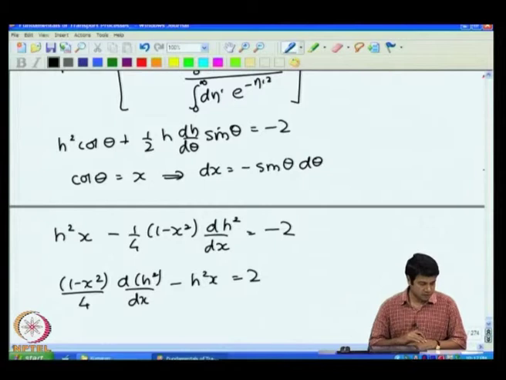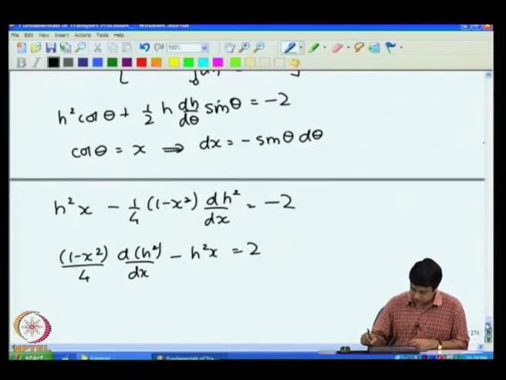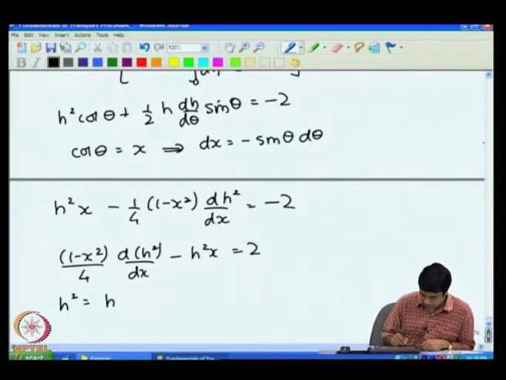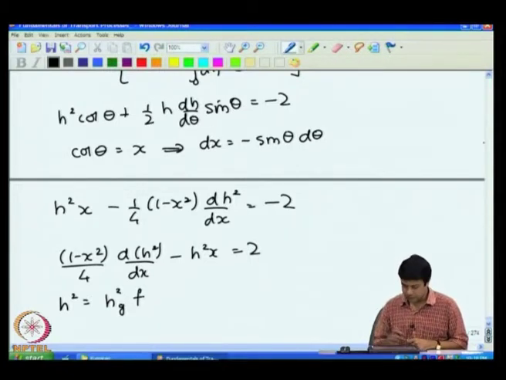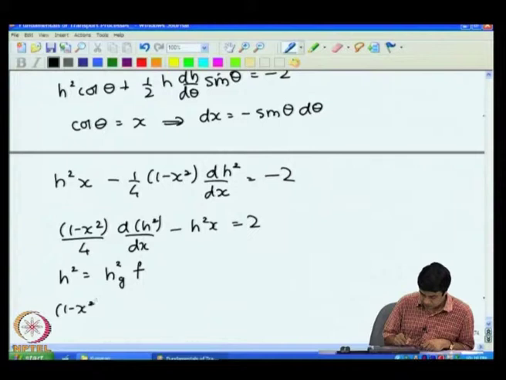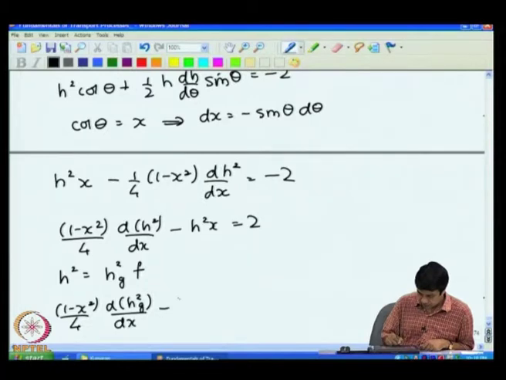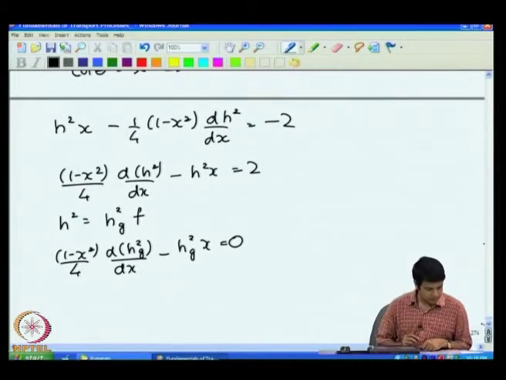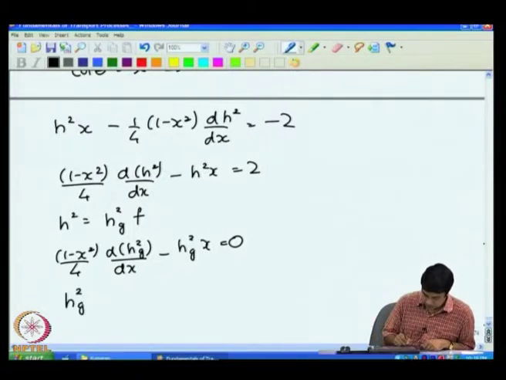And this equation one can solve quite easily by variation of parameters. The solution h square has two parts, which is equal to a general solution times a function that is obtained by variation of parameters. Where the general solution satisfies the equation 1 minus x square by 4 d of h square g by dx minus h square g times x is equal to 0. And the solution for this can be obtained quite easily. H square, the general solution, is equal to some constant by 1 minus x square the whole square.